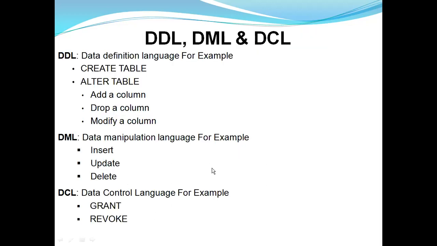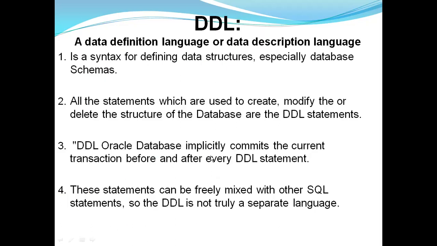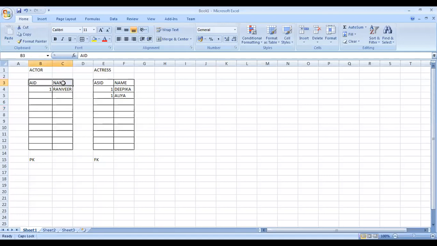So DDL, DML, DCL. Simply we have learned that DDL, data definition language, DML, data manipulation language, and DCL is a data control language. So first is DDL. What the DDL is? A data definition language or data description language. This is nothing but a syntax for defining data structures, especially the database schemas. What do you mean by the database structure? Look at this. Now here, this ID, name, this is the column.